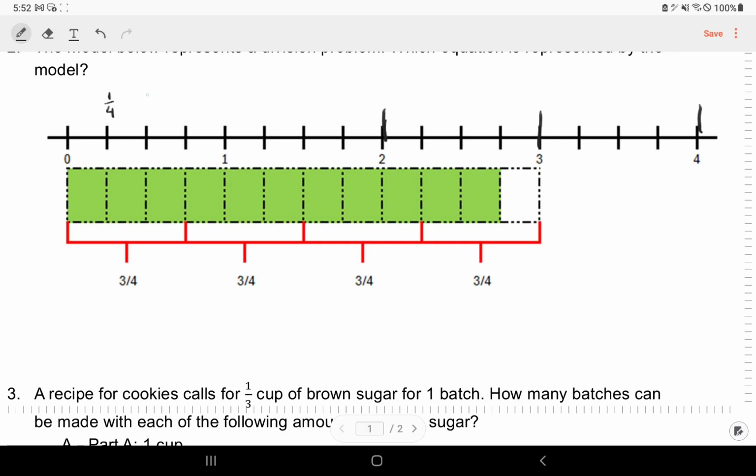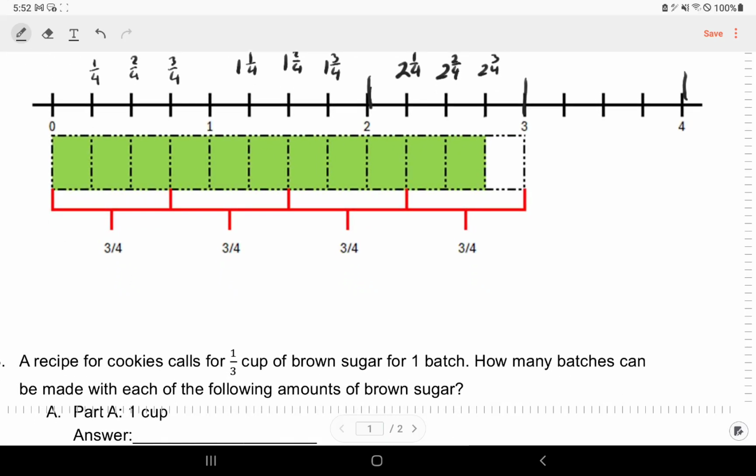So 1/4, 2/4, 3/4, 1 1/4, 1 2/4, 1 3/4, 2, 2 1/4, 2 2/4, 2 3/4, 3, and so on. Well, since this is where the shading stops right here, that means we've got 2 3/4.